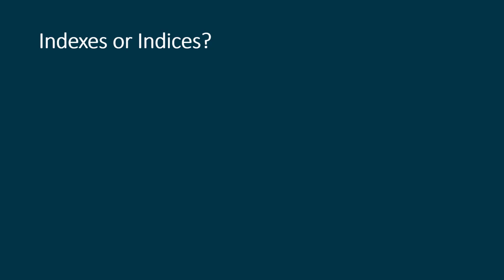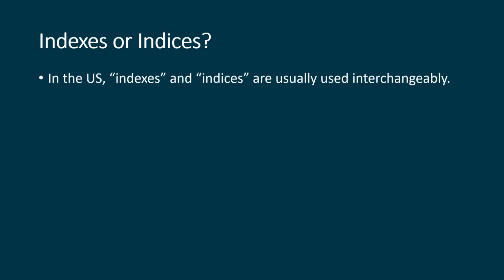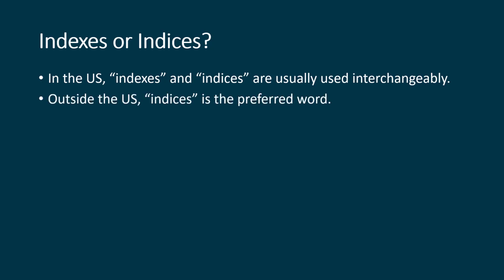When we look at market indexes, in order to gauge what's happening, not only in the US but around the world, the first thing we need to consider is, do we use the word indexes or indices? In the US, indexes and indices are usually used interchangeably. It's pretty common during the course of a conversation. If I'm talking about an index and more than one index, I may say indexes or indices in the same sentence. However, outside of the US, indices is the preferred word.